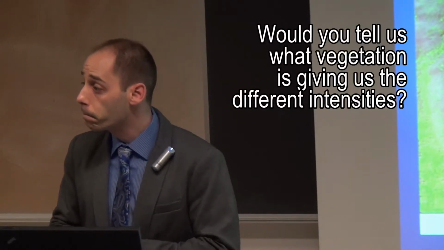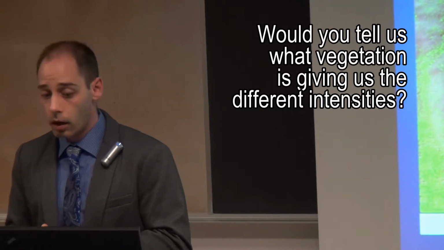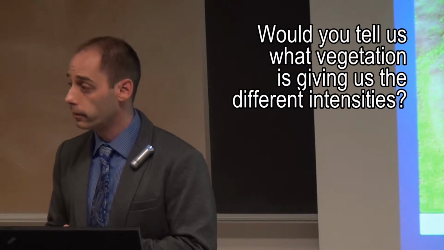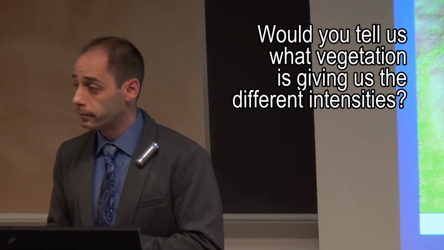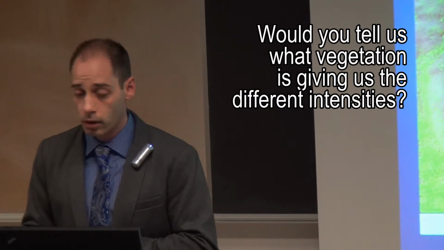Could you tell us what type of vegetation is giving the different intensities? Is it the foliage of the conifers versus the leaves of the sedges or the mosses? What do you think is going on here?